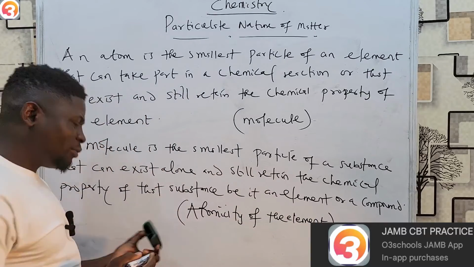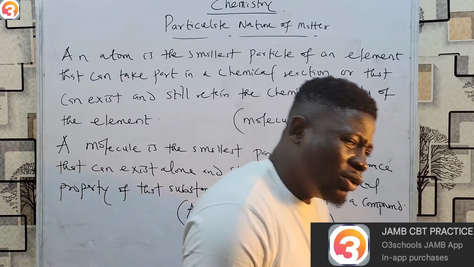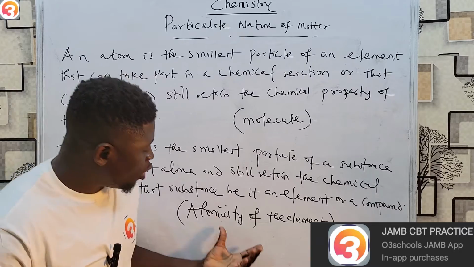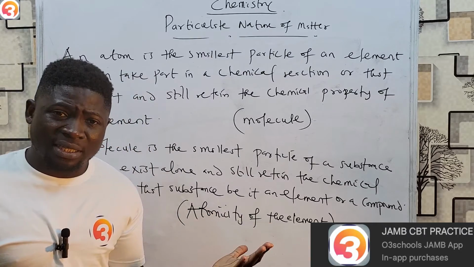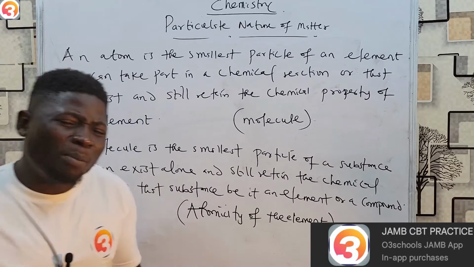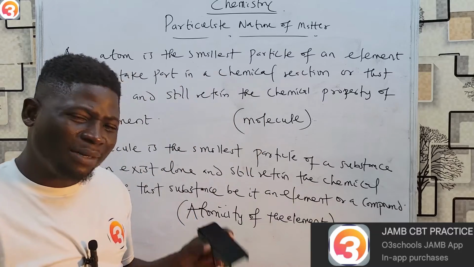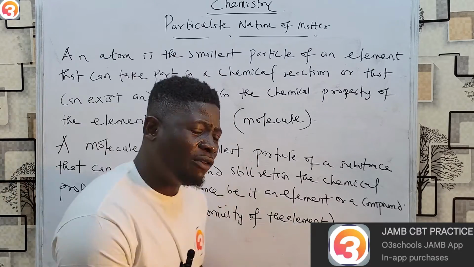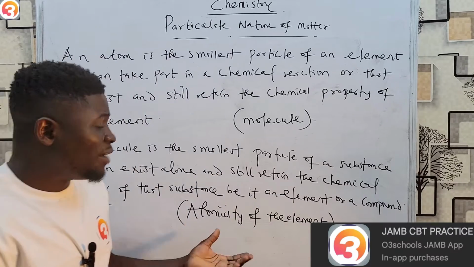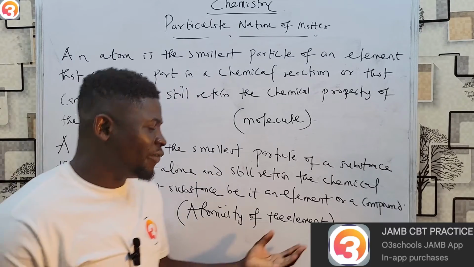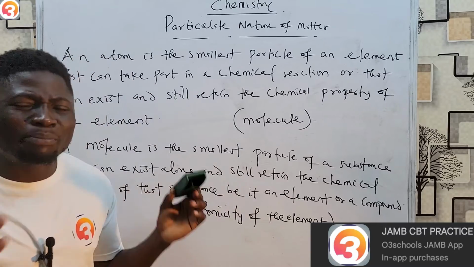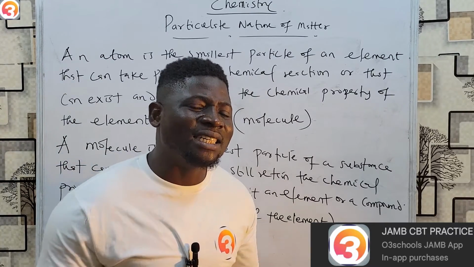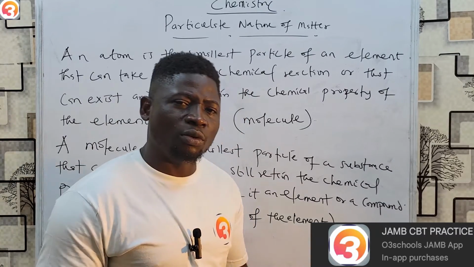So they can ask you in a JAMB question, what is atomicity? Atomicity is the number of atoms that can be found in the molecule of an element. Or they can say in the JAMB question, the number of atoms that can be found in the molecule of an element is what? The simplest answer to that question is atomicity. Free question, also free.